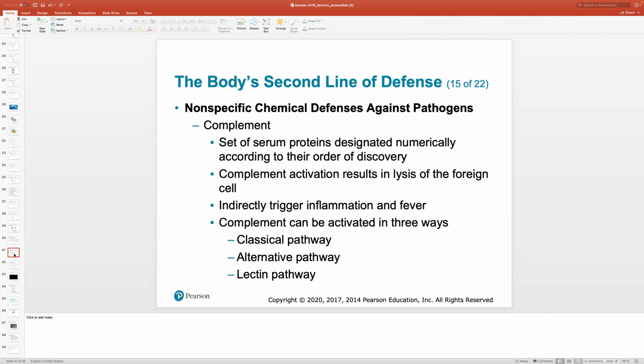Okay, we're back to complement, and we've already talked about complement. So we're going to move on now to inflammation.